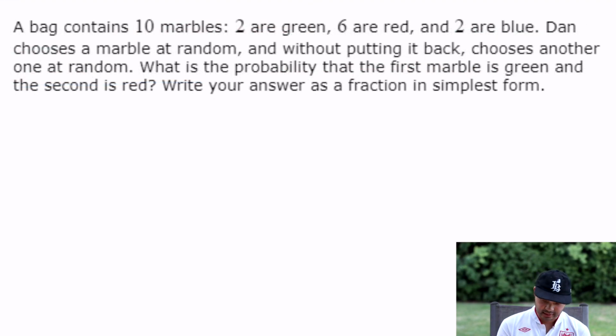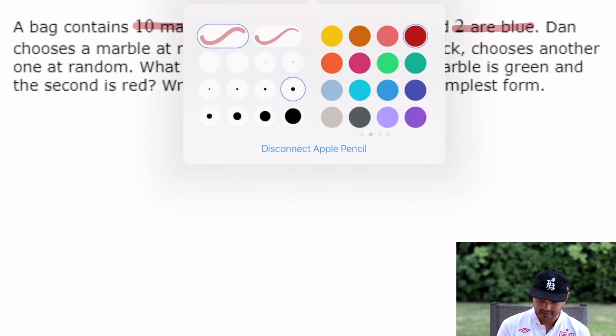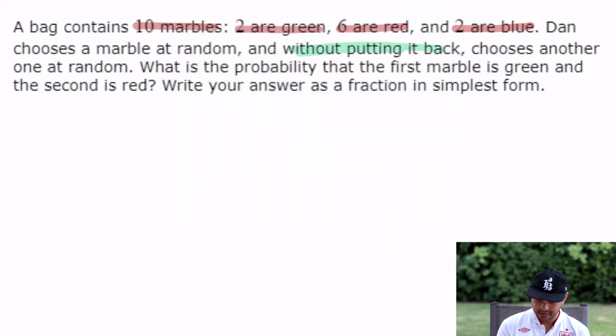A bag contains 10 marbles, 2 are green, 6 are red, 2 are blue. Dan chooses a marble at random and without putting it back, chooses another one at random. What is the probability that the first marble is green and the second is red? Write your answer in simplest form. Okay, good. So it's one bag, just like the example that we used, and he didn't put it back. So let's see, the first marble is green. So the order matters, right? The order does matter.